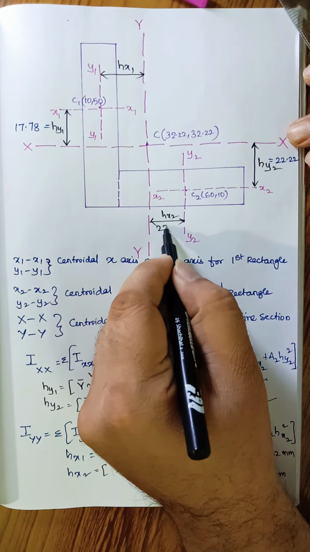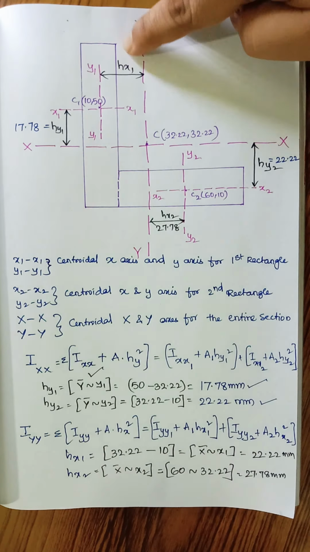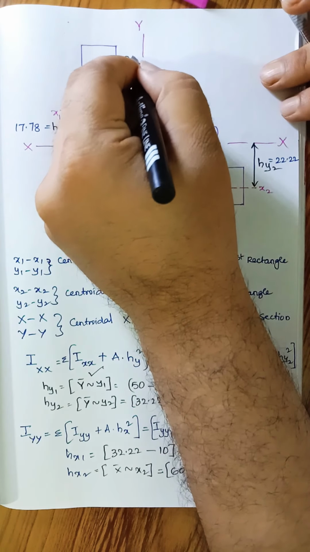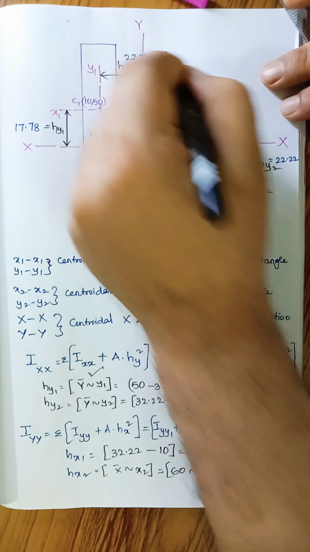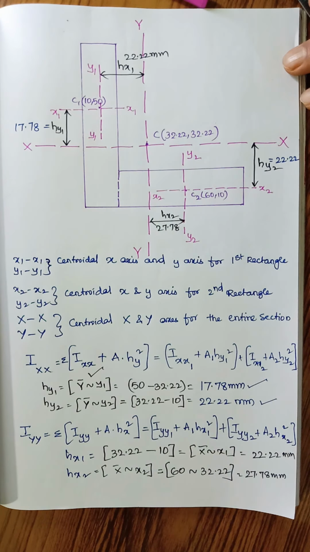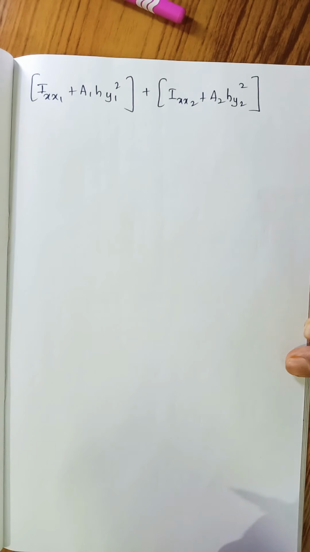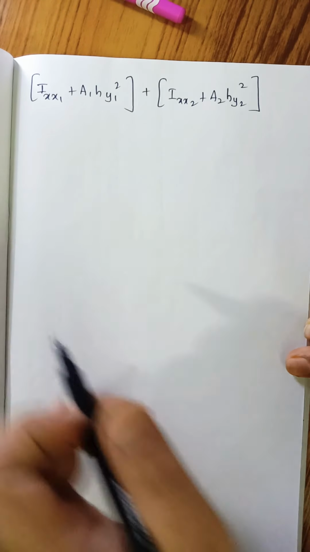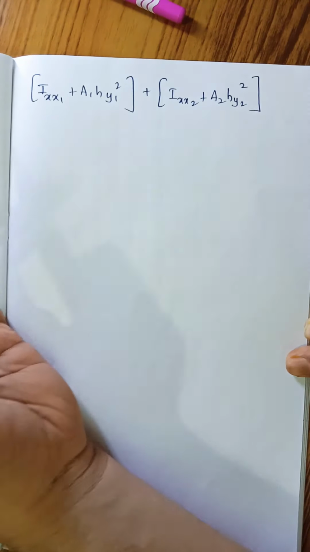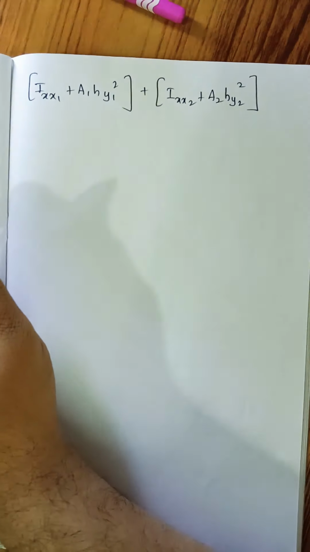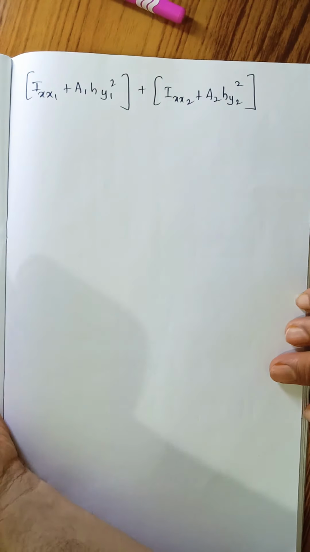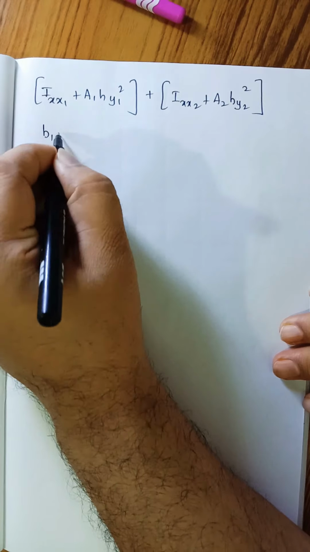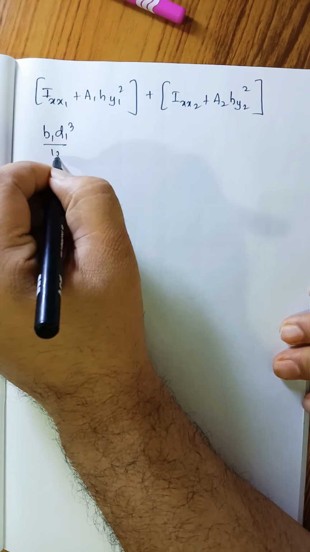This is 27.78, and over here it is 22.22 millimeters. Now still expanding the formula, Ixx1 refers to the moment of inertia of the first rectangle with respect to its centroidal x-axis. So that can be written as b1 d1 cube divided by 12.